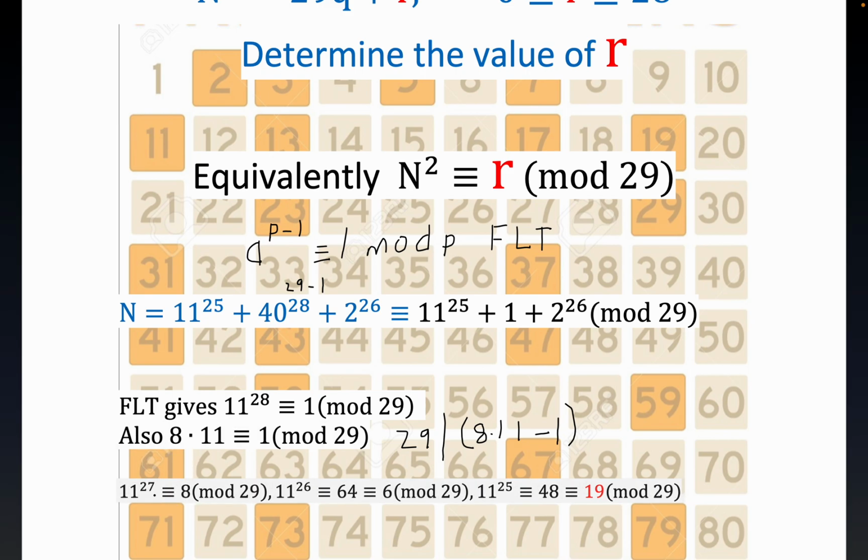So you get 11 to the 27th is congruent to 8. The 8 coming from here. And the fact that 8 times 11 is congruent to 1 gets rid of one of the 11s over here, you see. Pretty slick.